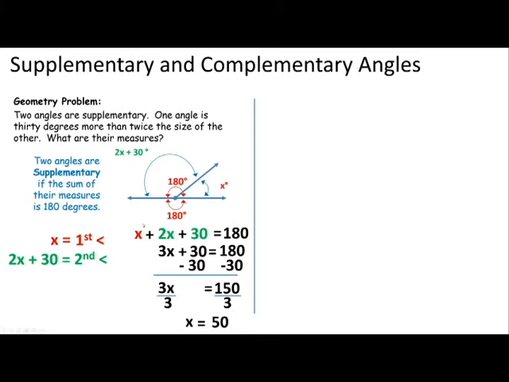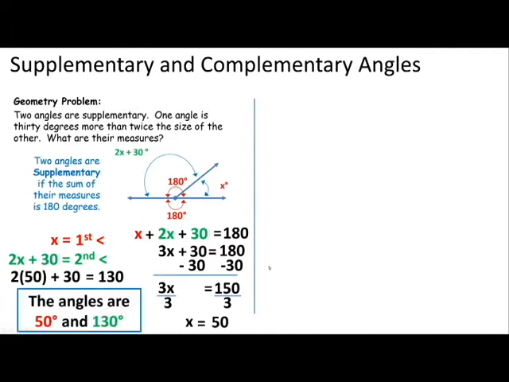The focus of this lesson is how to set the equation up. If solving the equation is problematic, you're going to want to go back and watch our lessons on solving algebraic equations. For us though, once we know that the first angle is 50 degrees, we know the second angle is going to be 2 times 50 plus 30 degrees, which is 130 degrees. The two angles are 50 and 130.